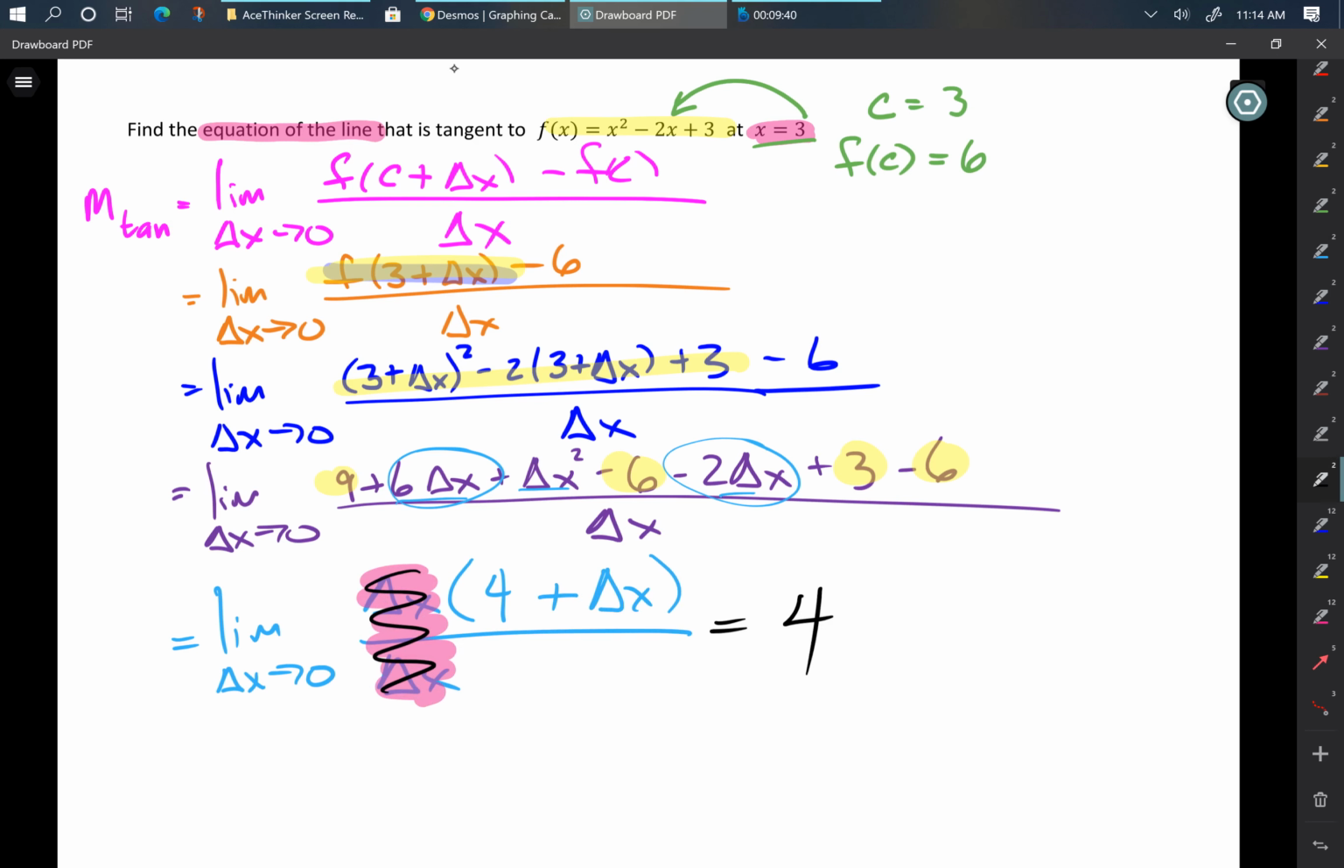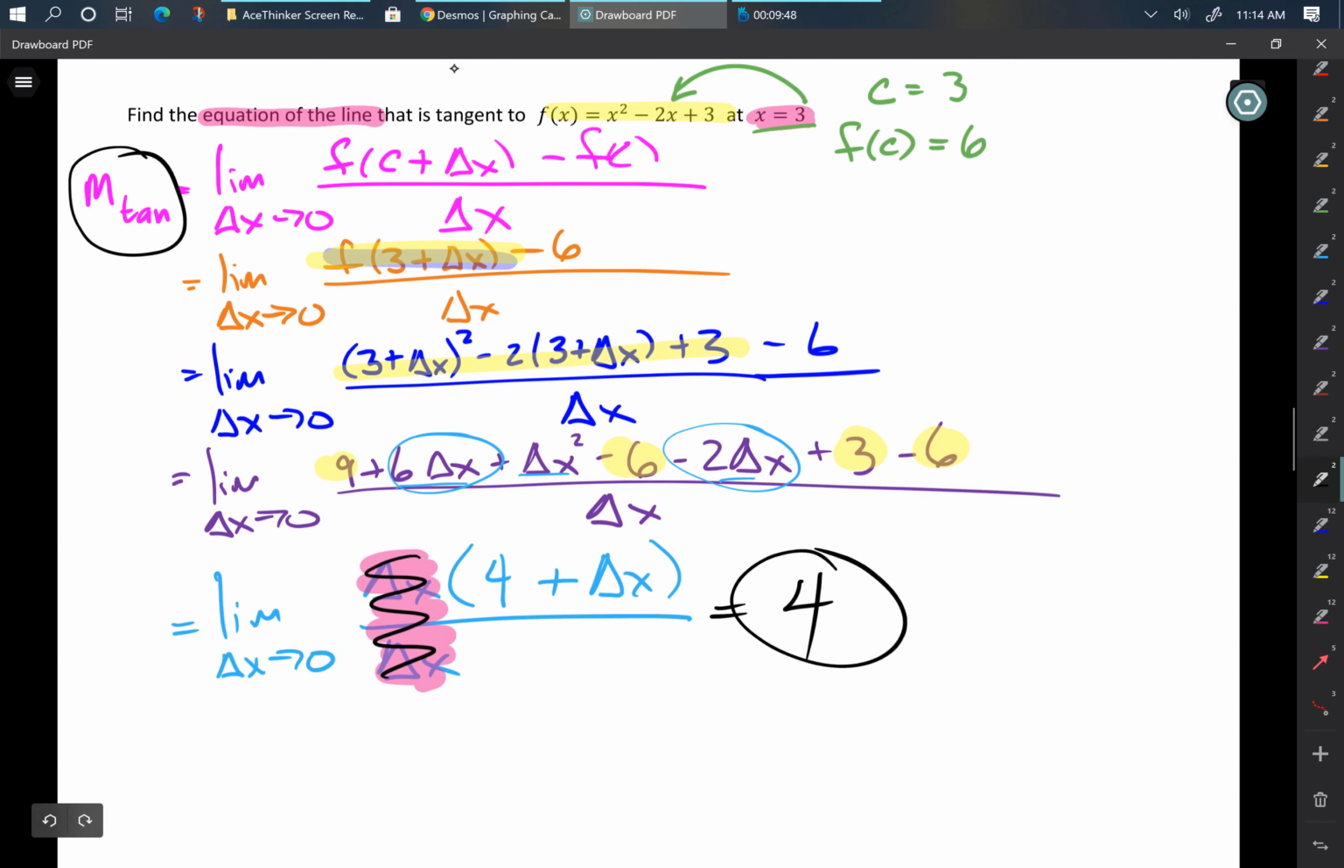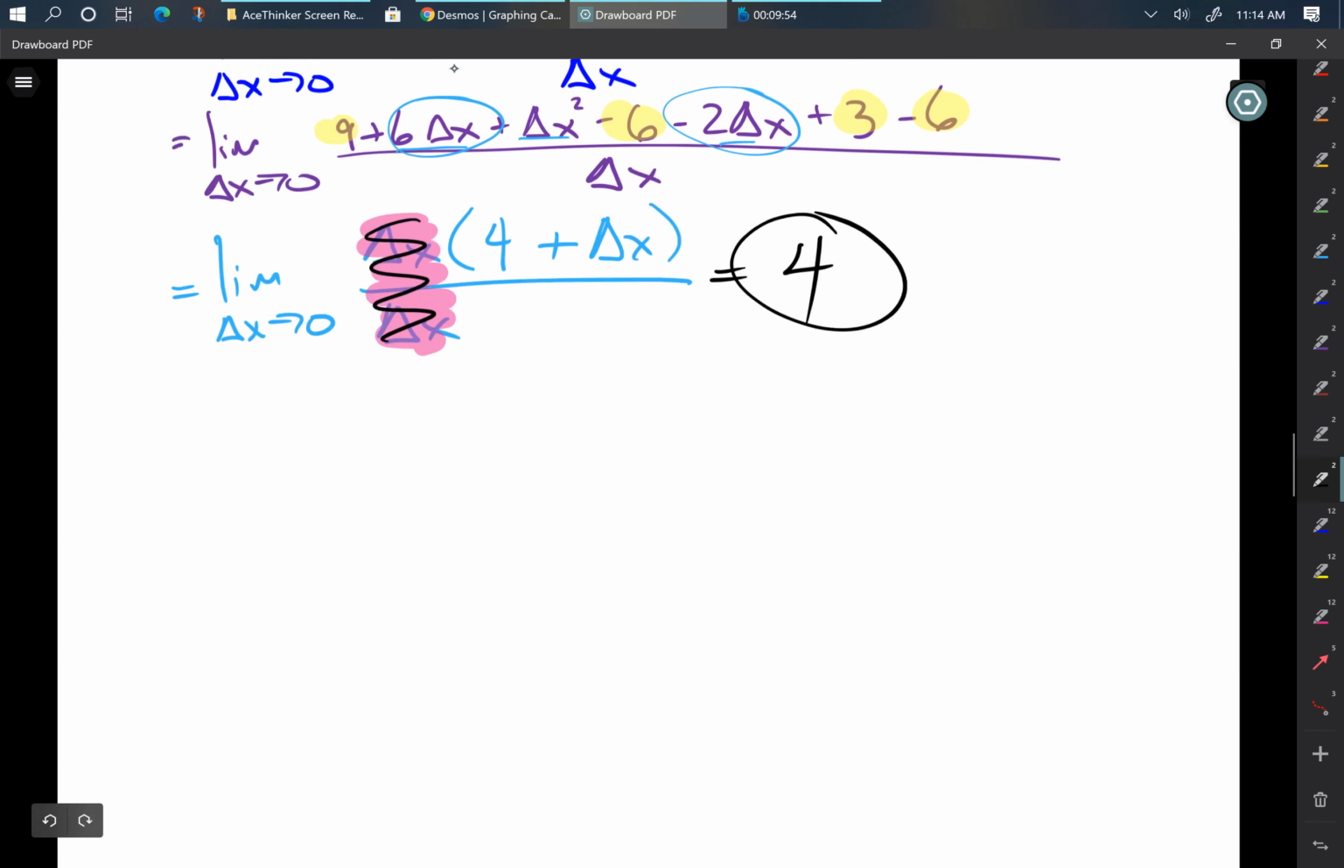And so what does that mean? Oh yeah, what am I finding here? The slope of my tangent line is 4. Am I done? Nope. This is not just a slope problem. This is an equation of the line problem. So I need to go a step further.